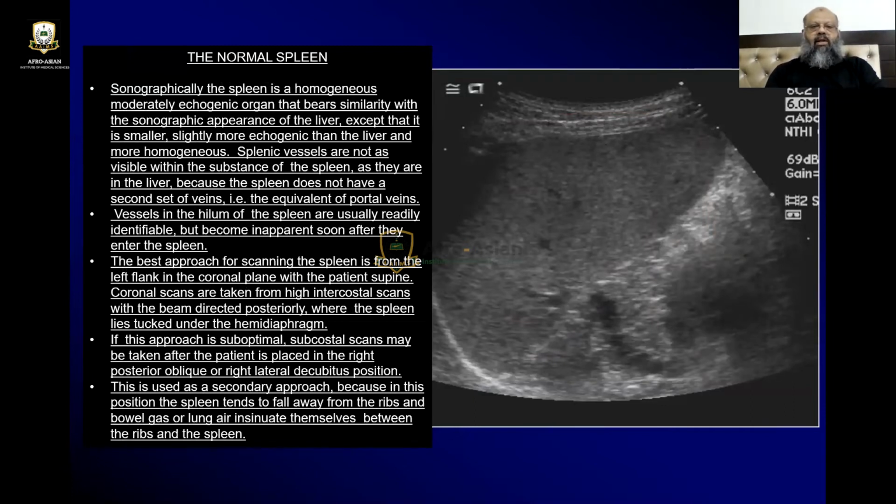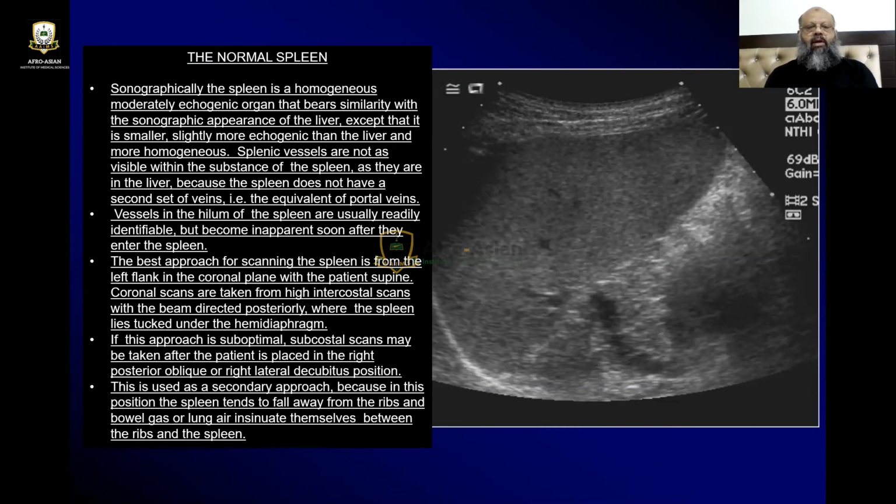Sonographically, it appears like this. It is a homogeneously moderately echogenic organ that bears similarity with the sonographic appearance of the liver, except that it is smaller and slightly more echogenic than the liver. So it is a little bit hyperechoic as compared to the liver and more homogeneous.